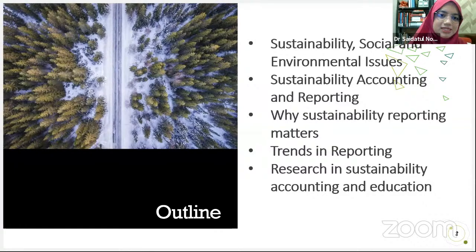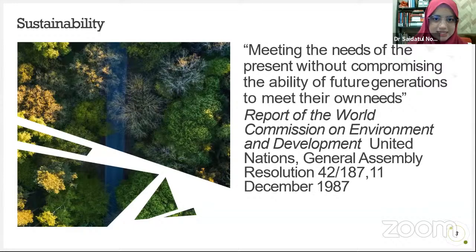When we talk about sustainability, you cannot escape from having this definition given to you. What is meant by sustainability? It's meeting the needs of the present without compromising the ability of future generations to meet their own needs. This is from the report of the World Commission on Environment and Development, United Nations General Assembly, December 1987. Now, what you see about sustainability there is actually a bit vague. What do you mean by future generations? How many generations are we talking about? And meeting their own needs, how do we know what we're doing now is not going to jeopardize their opportunities to meet their own needs?